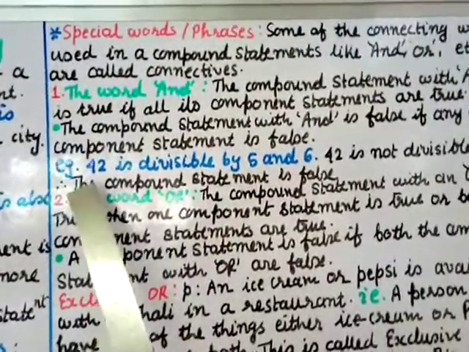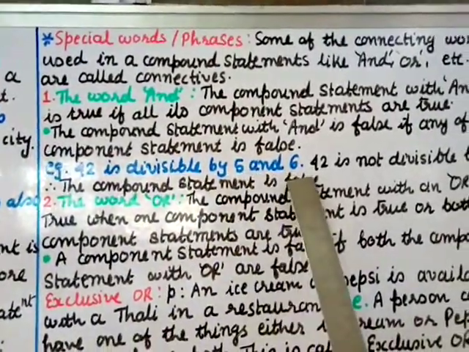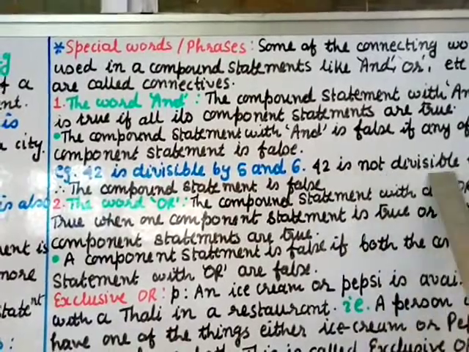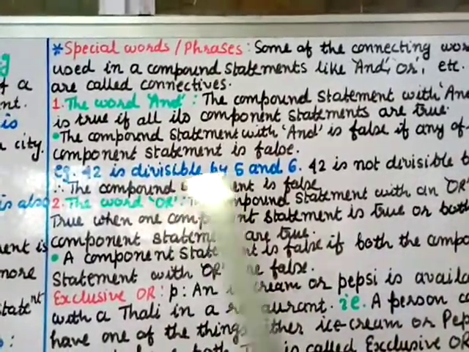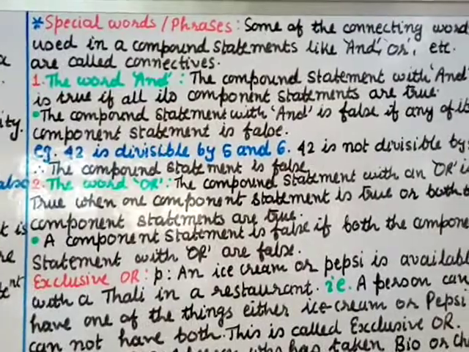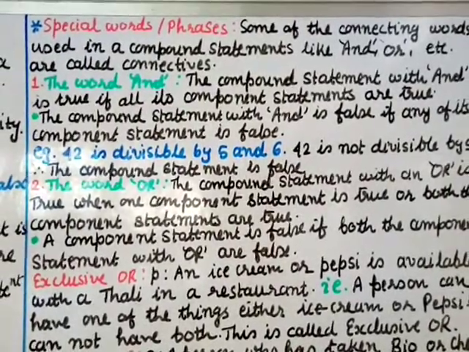For example, 42 is divisible by 5 and 6. Now we know 42 is not divisible by 5. That means the compound statement is false. A similar example to the one I showed you, I have taken here.